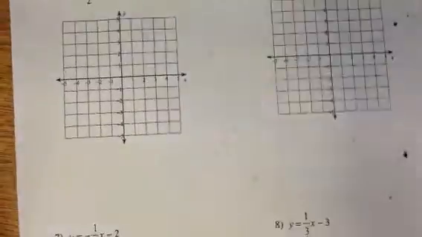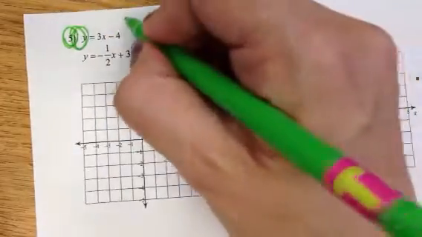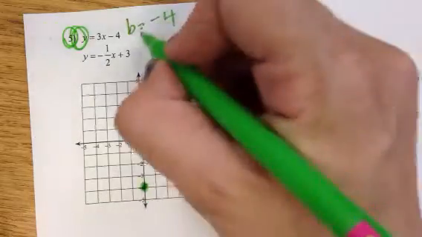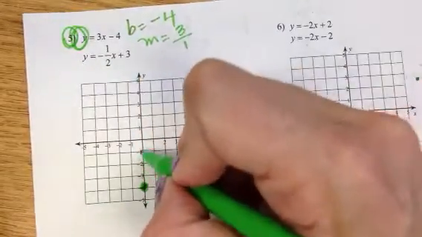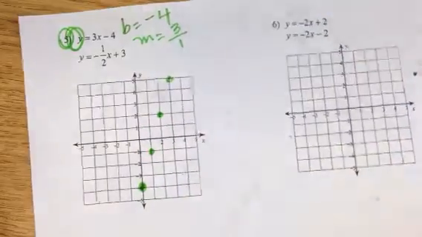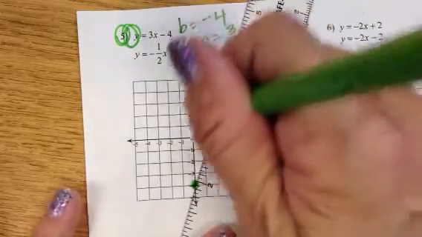Going on to the back, number 5, the first equation has a b value of -4. Start on my y-axis at -4. It's got a slope of 3. I'm going to treat that as 3/1. Up 3 to the right 1. I can keep following that pattern, plotting my points, and finishing by drawing my lines.